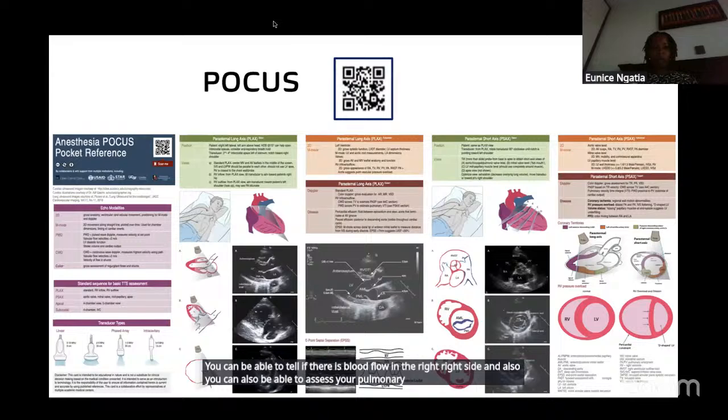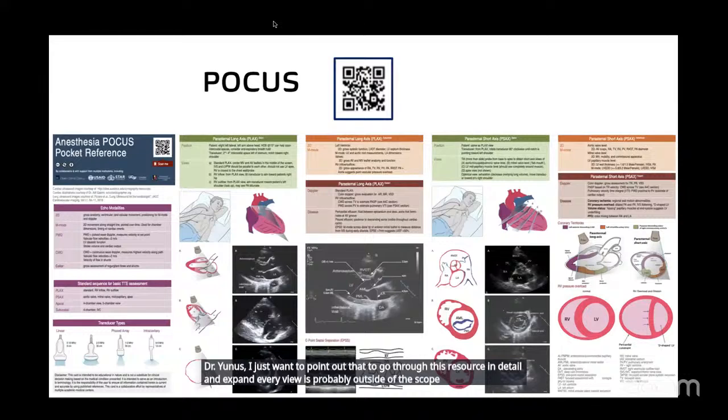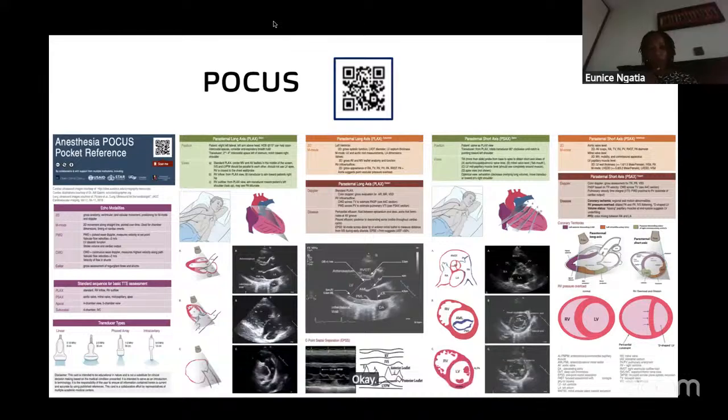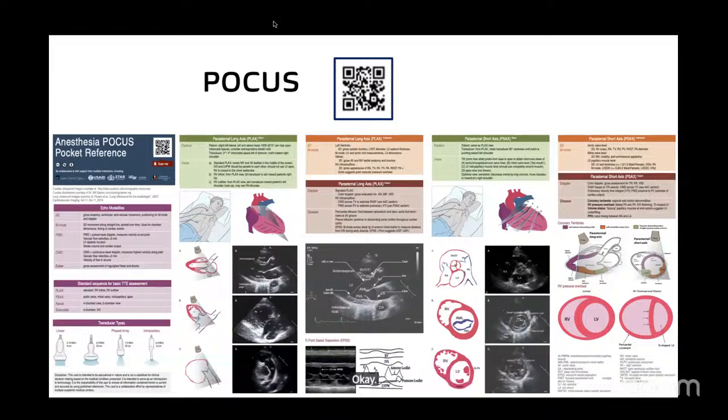Dr. Eunice, I just want to point out that to go through this resource in detail and expand every view is probably outside of the scope of today's discussion. I think what we really want the learner to realize is that this is a very powerful resource. It's free, it's online. You can scan the QR code.